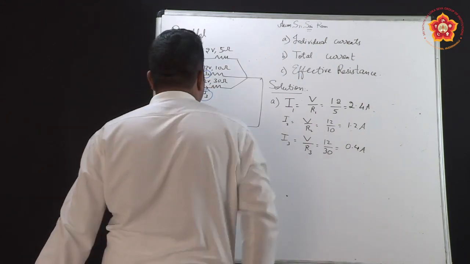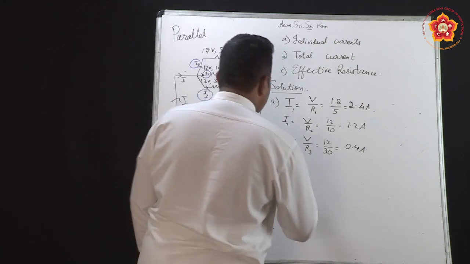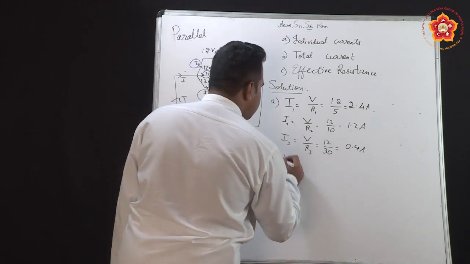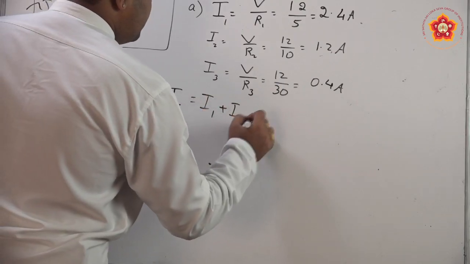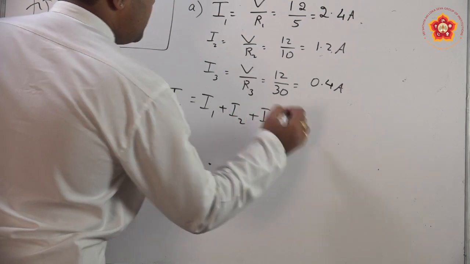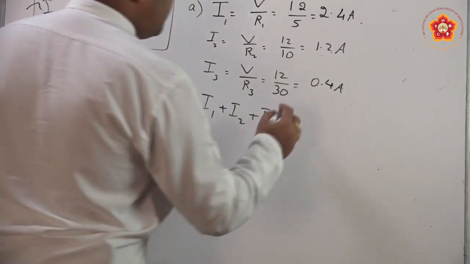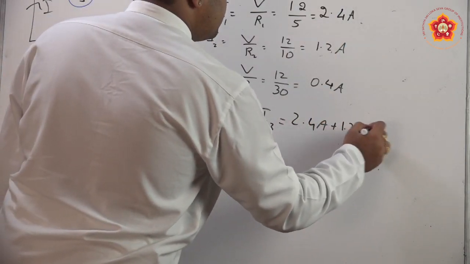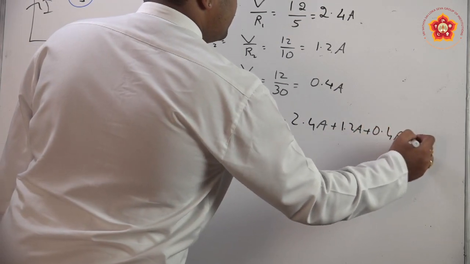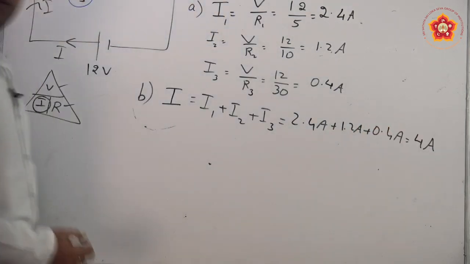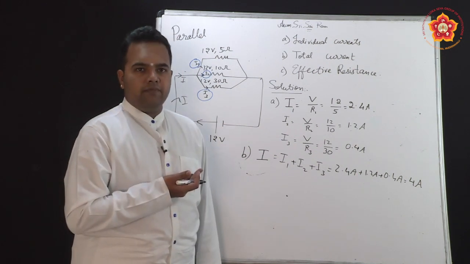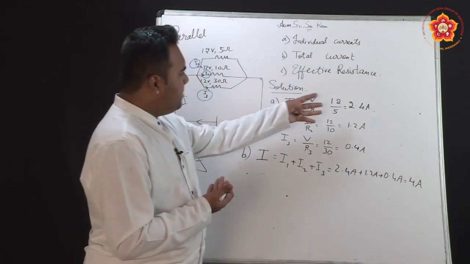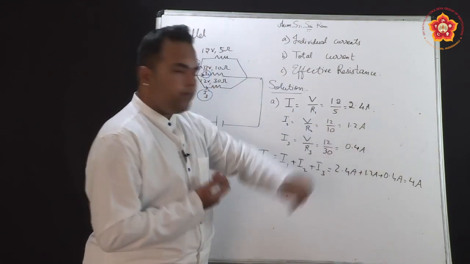Now, if I want the total current, what do we do? Total current I is nothing but the sum of individual currents, because in parallel connection we see that the total current gets divided as individual current. So when I add up all of them, 2.4 amperes plus 1.2 amperes plus 0.4 amperes, I will get 4 amperes. So this is the final value that we get. The total current is 4 amperes, which is getting distributed into 3 branches as 2.4, 1.2 and 0.4.